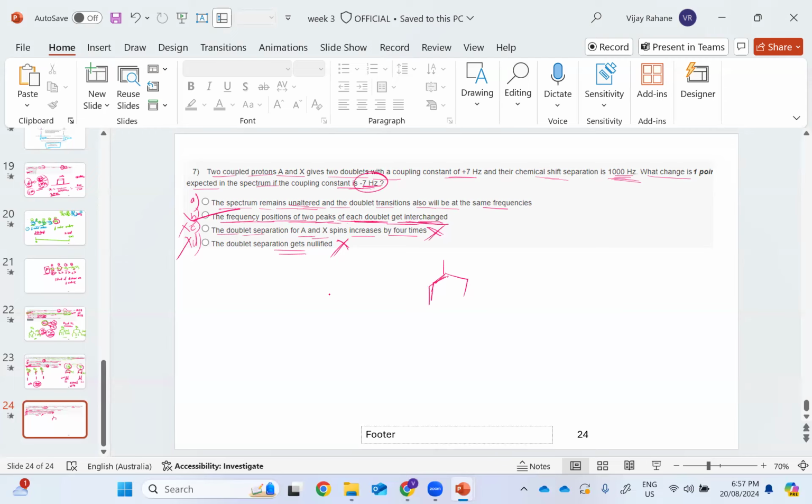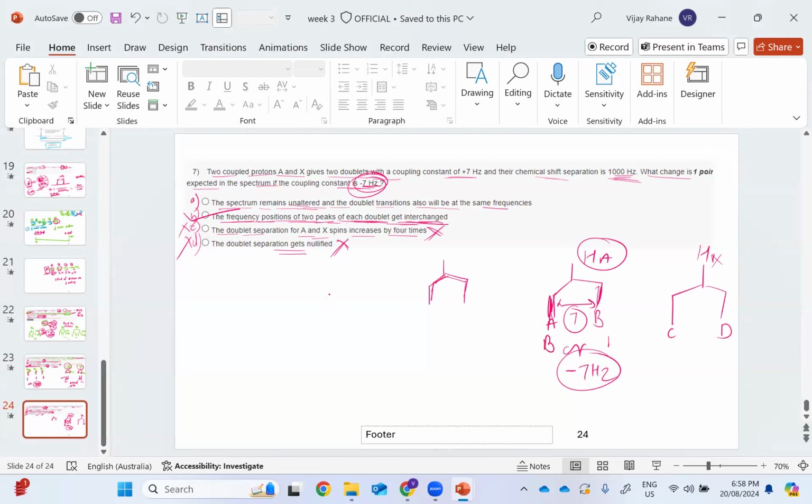So let's say we have the two doublets due to A and X, right? This is the splitting for HA, and this is the splitting due to HX. Initially, let's say I give the labels A and B, and for this one C and D. Because of this negative sign, this 7 hertz or minus 7 hertz will not change the peak positions, right? Only this B can be on this side and this A on this side. It will be opposite, right? In this way, only the frequency positions of the two peaks of each doublet will be interchanged.